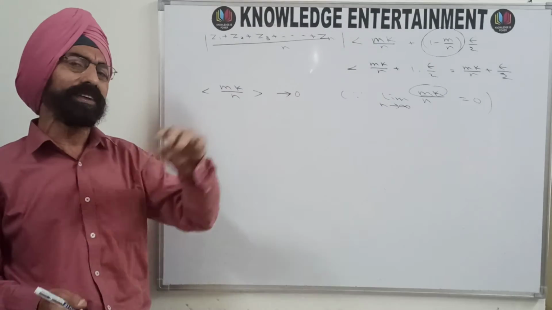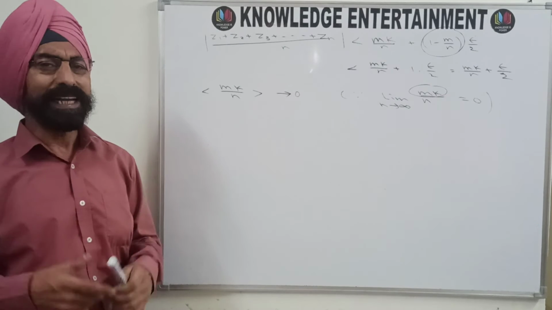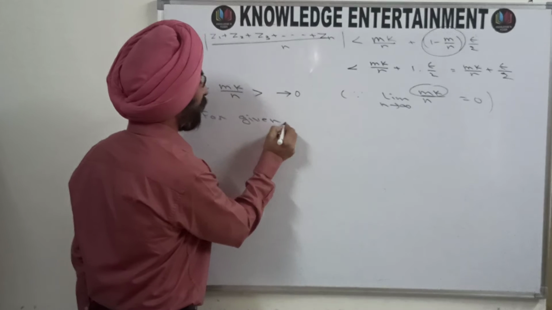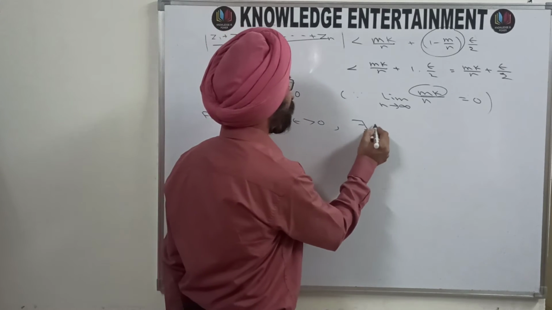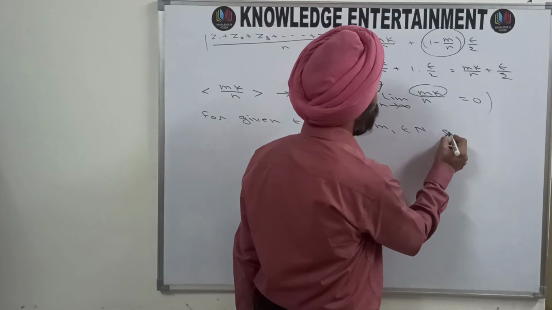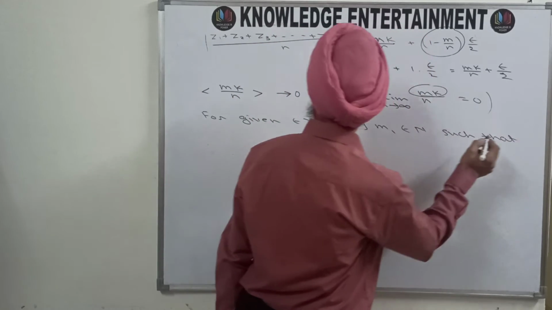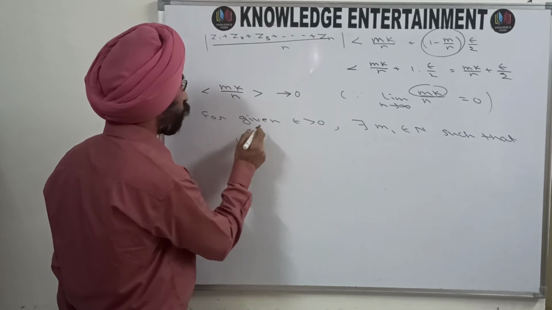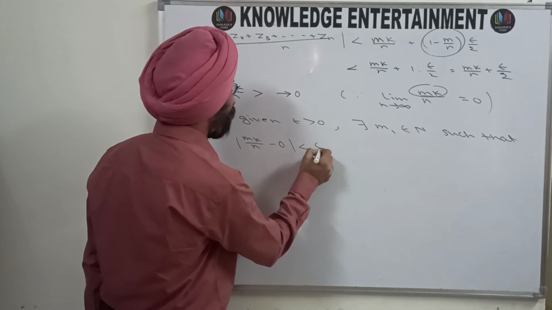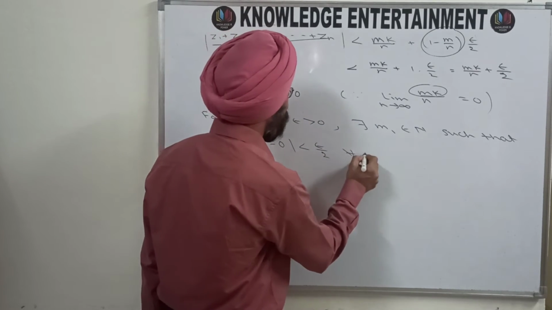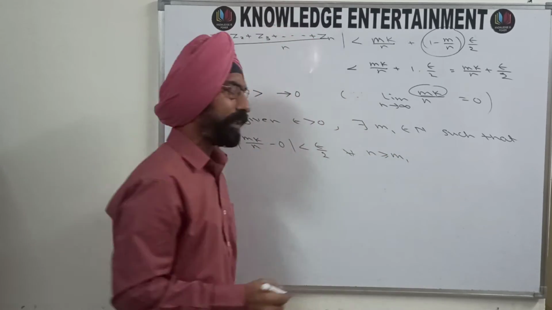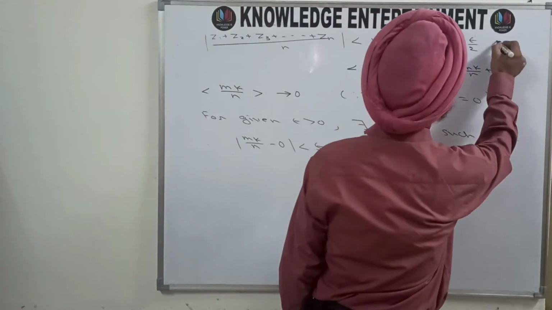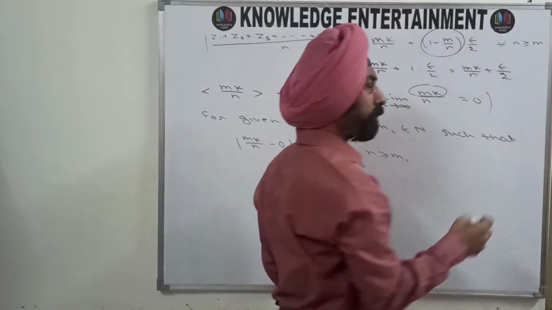And since this sequence converges to 0, once again applying the definition of convergence, for given epsilon greater than 0, however small, there exists some m1 belonging to N such that mod of mk by n minus 0 is less than epsilon by 2 for every n greater than or equal to m1. This result is true for every n greater than or equal to m1, and this result is true for every n greater than or equal to m.